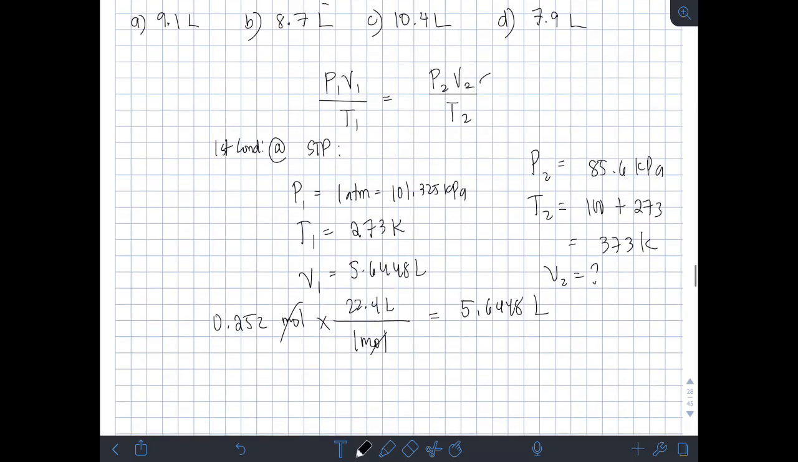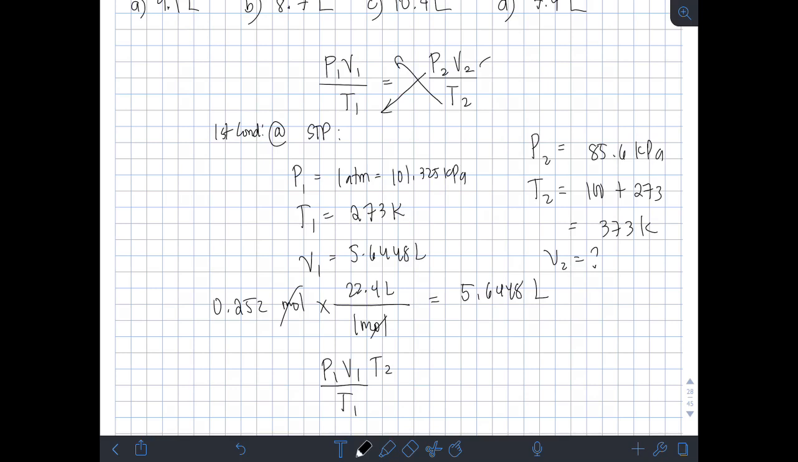So, para ma-solve si V2, we have P1 V1 over T1. Cross-multiply si T2, so times T2. Then, cross-multiply pababa si P2, so divided by P2. Equal V2. So, P1 V1 T2 over T1 P2 equals V2.